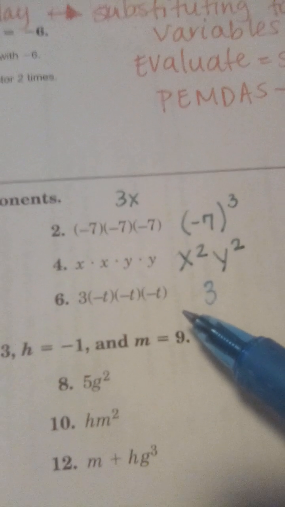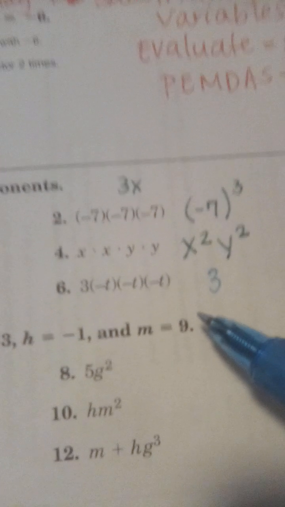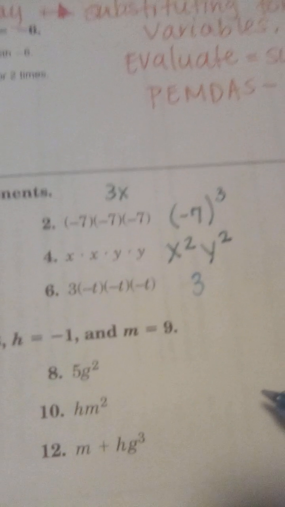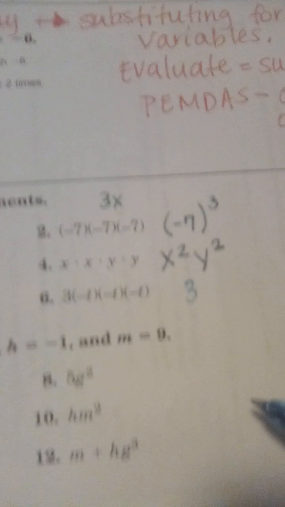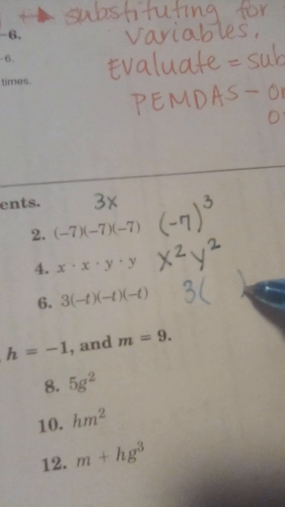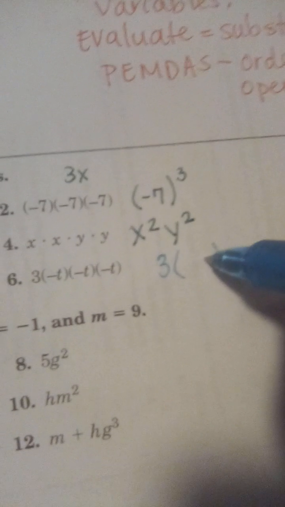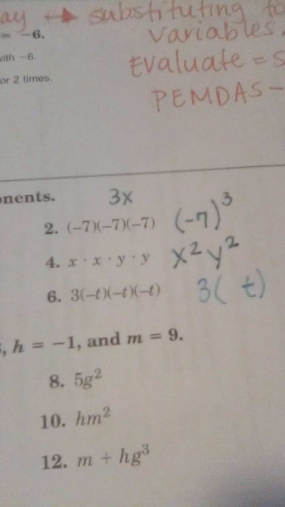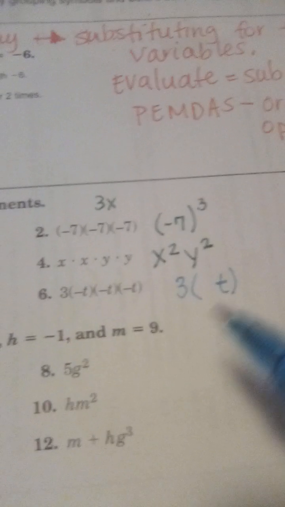Then, what is the variable? Is it in parentheses or without? In parentheses, right? What letter? T, right? And how many times does it come out? 3.